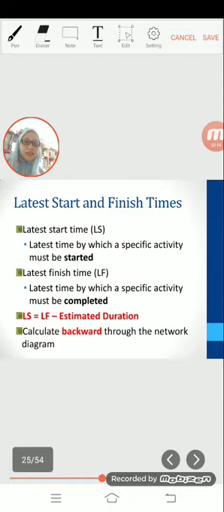So the formula is LS equals LF minus estimated duration, and this time you need to calculate backward through the network diagram. If previously we calculated forward, this one is backward.